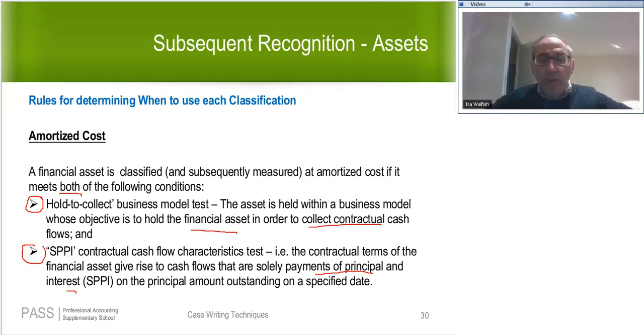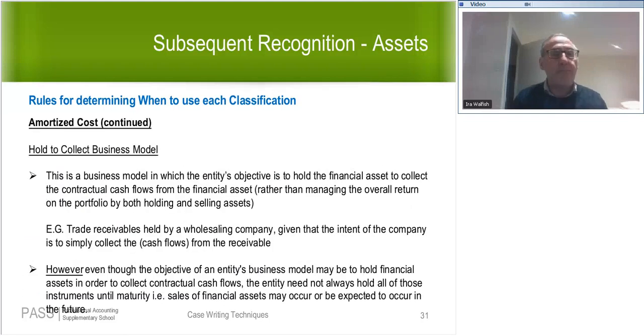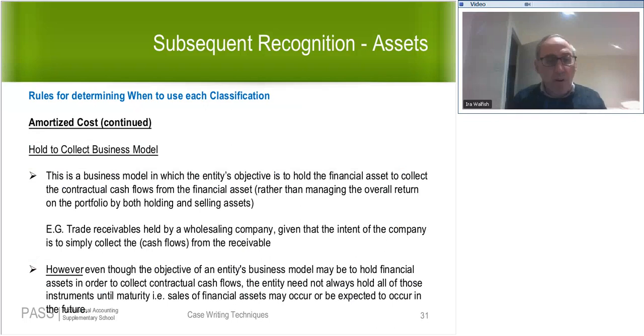What this means in plain English is I buy a bond, for example, and the payments I'm going to receive are strictly principal and interest, and there are a couple of strings attached, which we'll see in a moment. I'm going to go into more detail on this in just a moment, and I'll explain what the strings attached are.